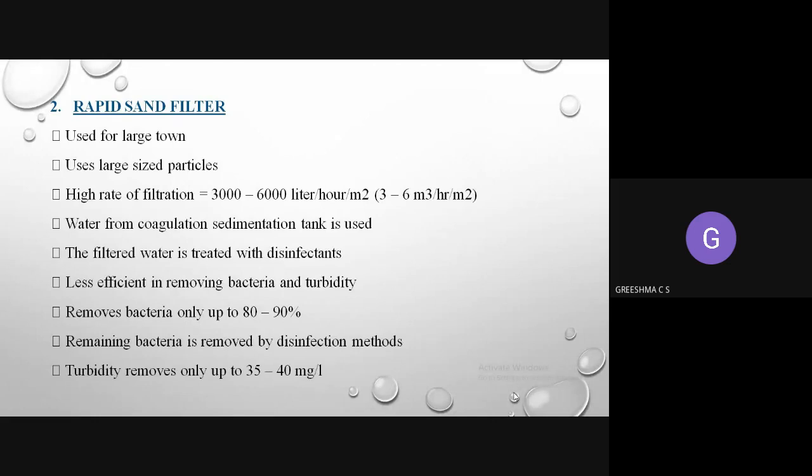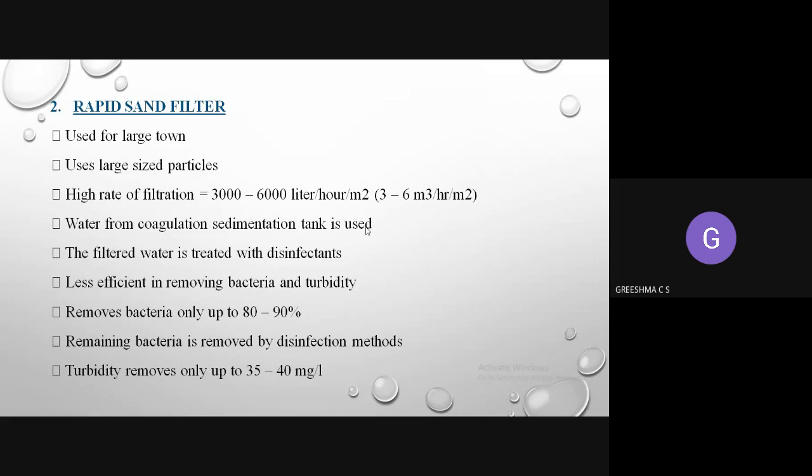Now another important thing is that here water from the coagulation sedimentation tank is used. That means the water coming from the coagulation sedimentation tank will have a lot of small flocks. Because of that, it cannot be used for slow sand filters, but for rapid sand filters you can take water from the coagulation sedimentation tank.